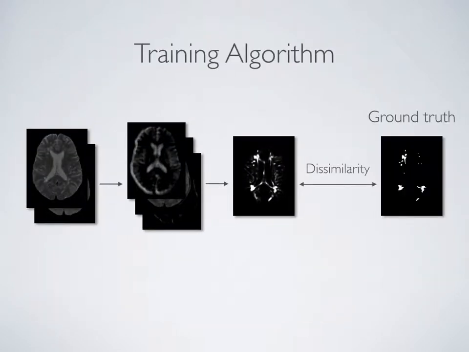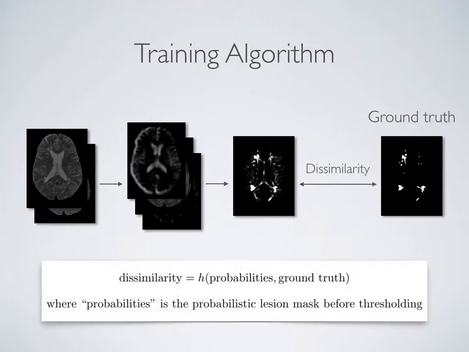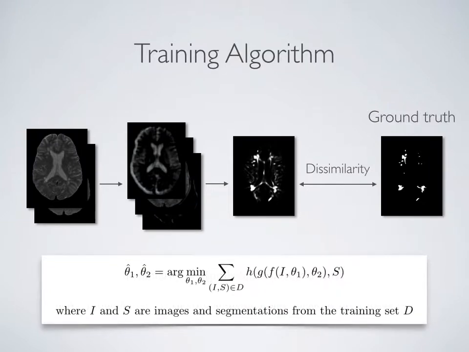The performance of the encoder network depends on the filter kernels, which can be learned from a training set containing input images and corresponding segmentations. The objective of the training procedure is to minimize the dissimilarity between lesion probability masks and the ground truths, where the choice of an appropriate dissimilarity function is crucial for the training procedure. Training of a neural network is formalized as an optimization problem that can be solved by gradient descent.